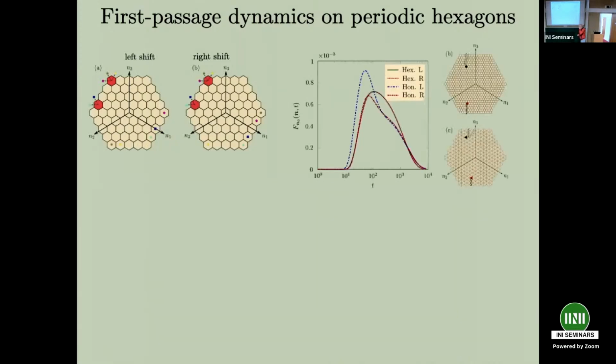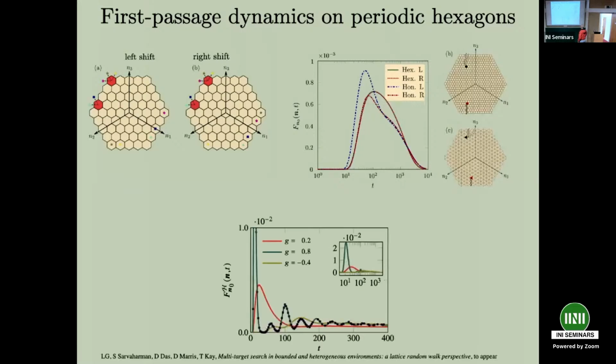Now, again, if you have left and right sheet, if you look at first passage, now let's put some absorbing point, and then you can find some differences between the left and the right sheet. I mean, not a long time so much, but you can find also some differences. Okay, let me skip on that. No, this you can also put a bias.